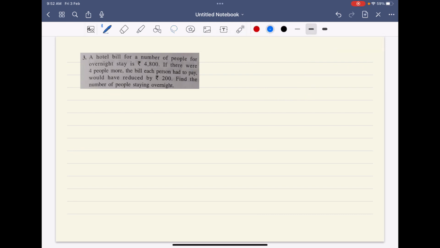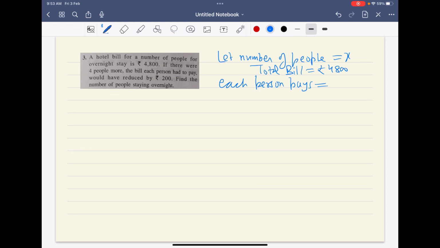The only change is we do not know how many people were there, so we will take an assumption: let the number of people who stayed overnight be X. So what is the amount each person will pay? Because the total bill according to the question is rupees 4,800, each person pays 4,800 upon X rupees. Okay, that is the original statement.